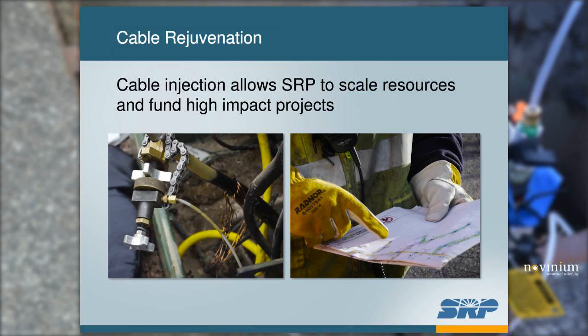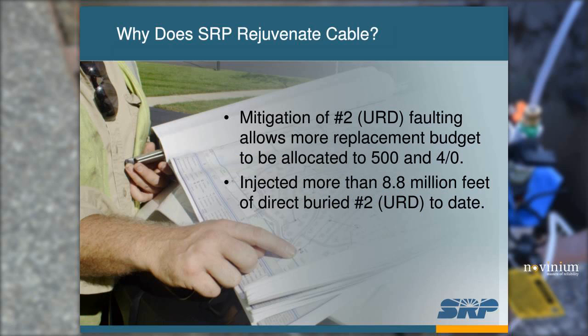Next, I'd like to talk a little bit about cable rejuvenation. It's an integral part to our overall cable replacement process. And what we use rejuvenation for is we use it to mitigate faults on our number 2 cable, so we can put as much of our budget as possible on our 504-aught. To date, we've injected a little more than 8.8 million feet of direct buried number 2.